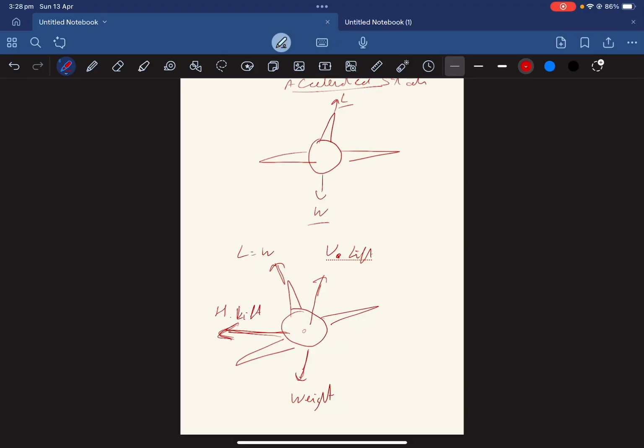And of course, you don't want to descend in a turn, right? So what you have to do is increase your lift force, and the most practical way would be to increase the angle of attack. That means you have to pull the control column back, right?